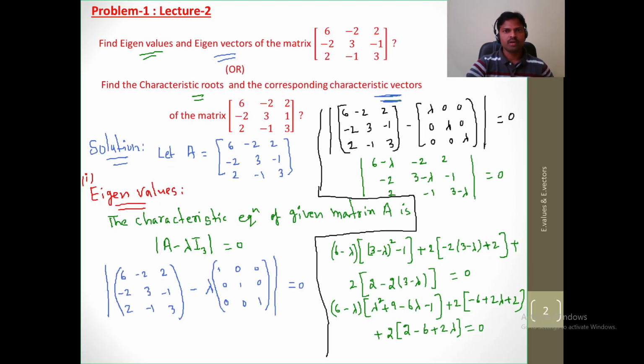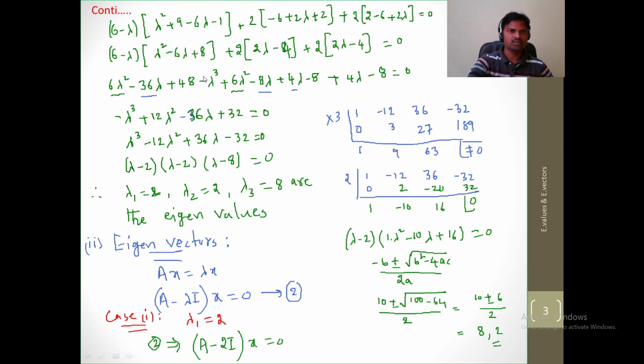So this problem I have discussed in the last lecture number 2. It is supposed to find eigenvalues and eigenvectors, but I found only eigenvalues in the last class. Now let us find eigenvectors in today's class. So till this I have done. So eigenvalues are 2, 2 and 8, 3 eigenvalues, and now we are at eigenvectors.